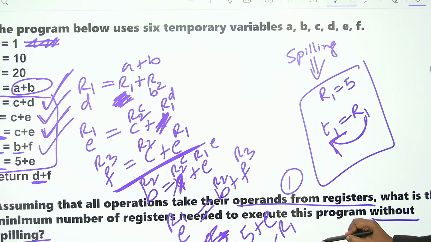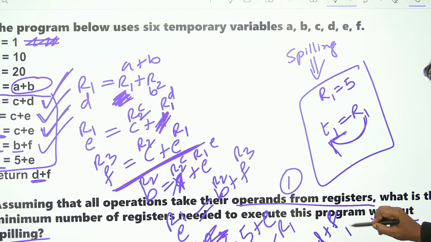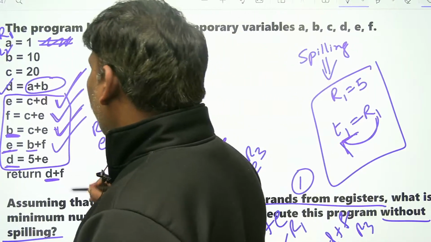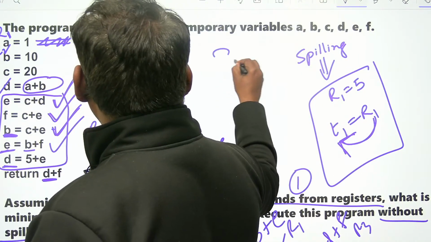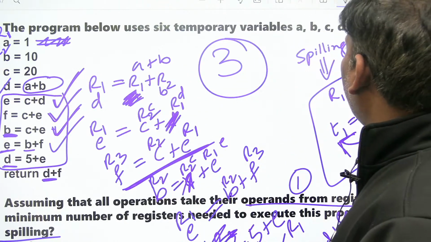What is the last one? D plus F. What is the D? R1. What is the F? R3. So over. I want to say one thing to you. Those people who have small doubt, please verify. 3 registers are more than enough. Roughly, code also I have written.